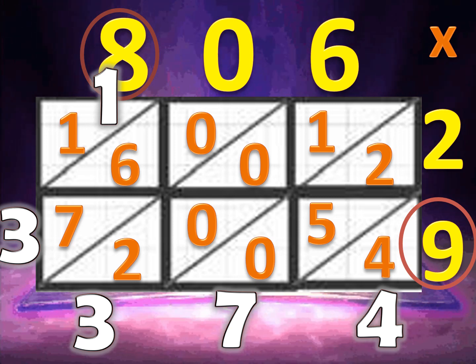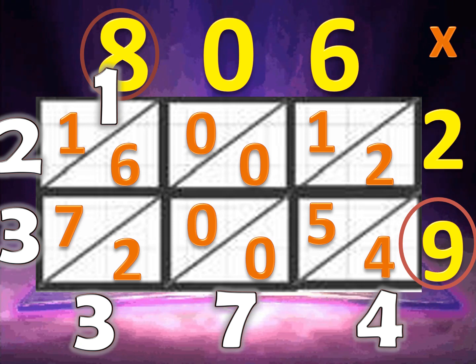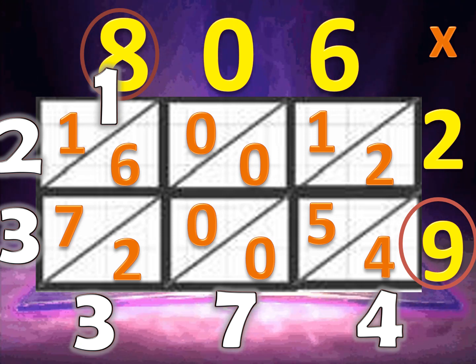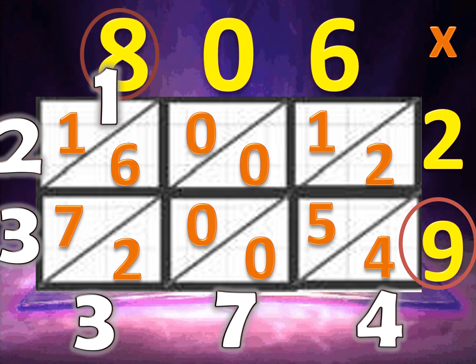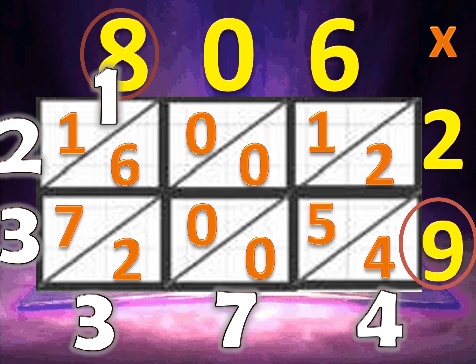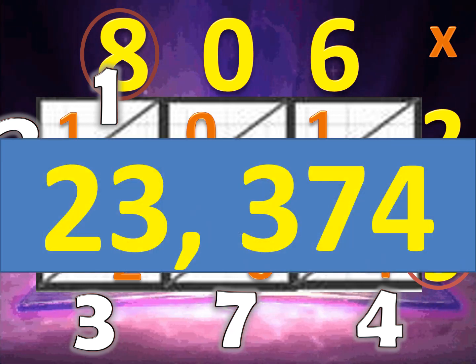For the last number to be added is 1 plus 1 is 2. So the final product now of 806 times 29 is 23,374. It can be read counterclockwise.